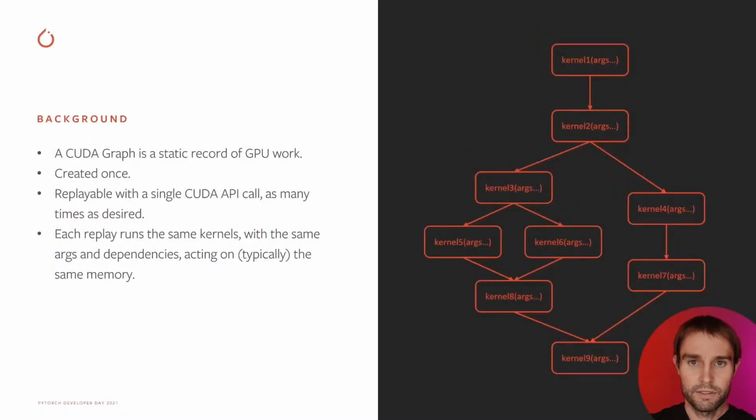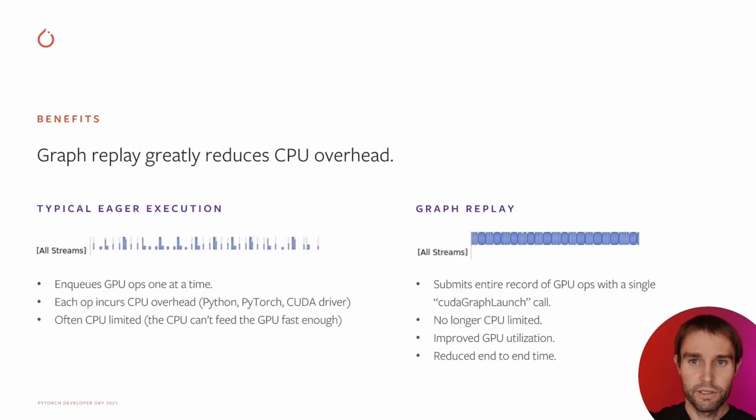A CUDA graph is a static record of GPU work, meaning kernels, kernel arguments, and kernel execution dependencies. The entire record of work can be replayed with a single CUDA API call. Graphs help because they greatly reduce CPU overhead for static workloads. During ordinary eager execution, each op incurs CPU overhead from Python, the PyTorch backend, and the CUDA driver. It's moderate, but it adds up.